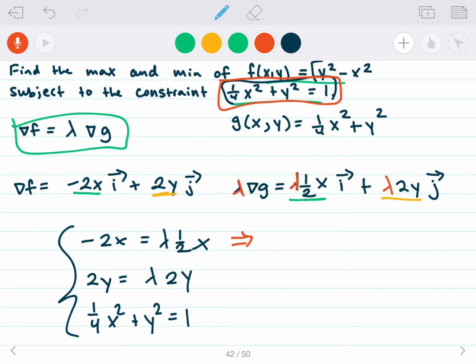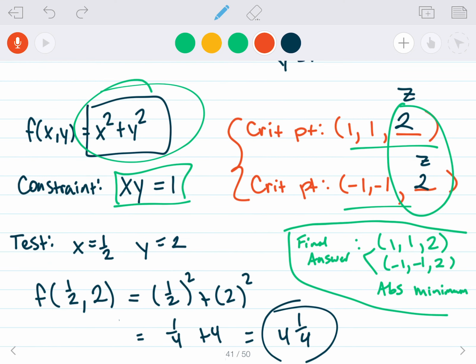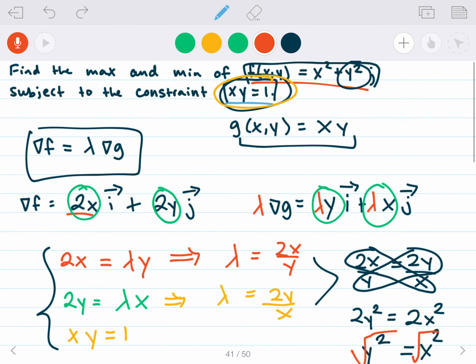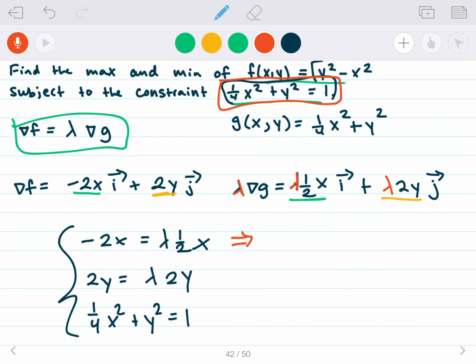There's no problem there. In the previous problem, x couldn't be 0 because of the constraint equation, right? 0 times what is 1? Well, there's no such thing. So anyway, x can be 0, so we can't exactly do that, even though you might want to. What I can do, though, is add 2x to both sides, and when I do that, I get 0 equals lambda 1/2 x, and then plus 2x.